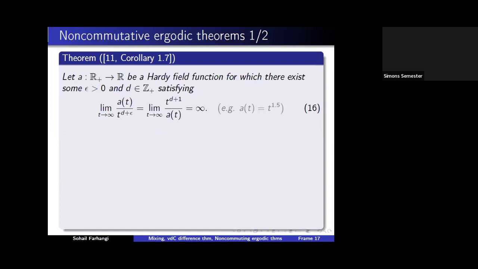So what can we do if we don't want to make a commutativity assumption? Well, we have this theorem of Farhangi, where he replaces the commutativity assumption with a 0 entropy assumption. So here we're going to take some Hardy field function. And if you haven't seen that before, you can just think about a(t) equals t to the 1.5. That's a simple example that will work. And basically, we assume that this Hardy field function is not too close to a polynomial, which is what this limit condition is telling us.